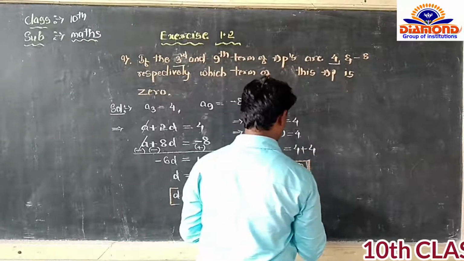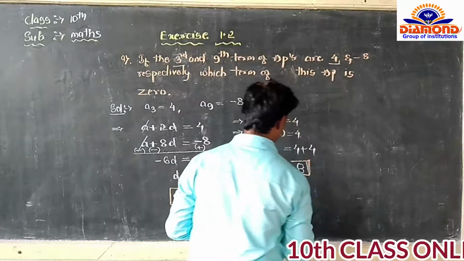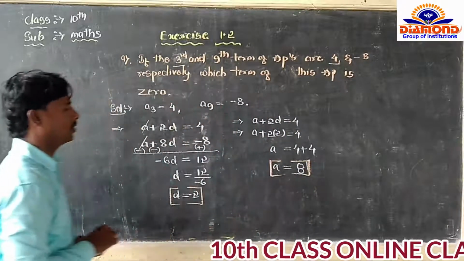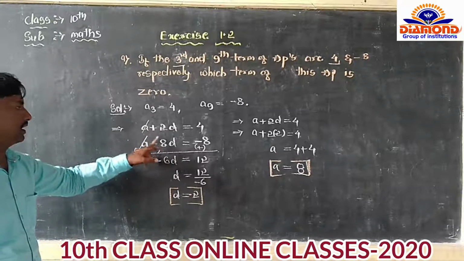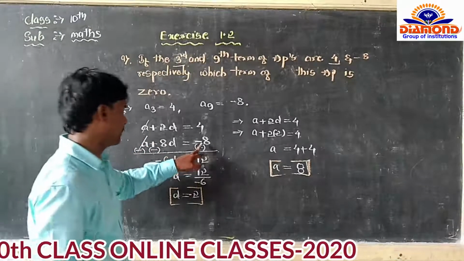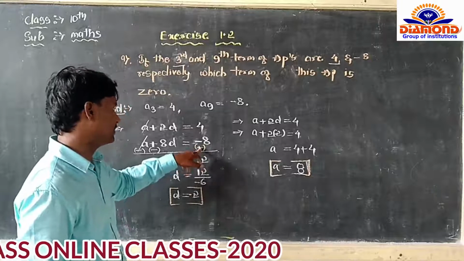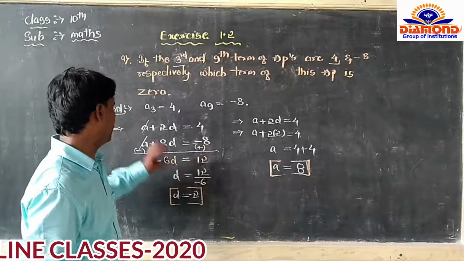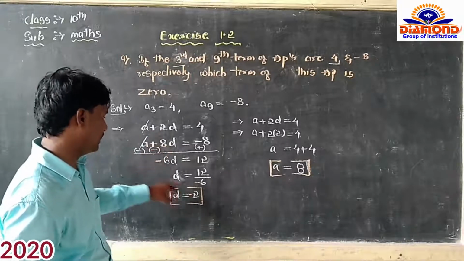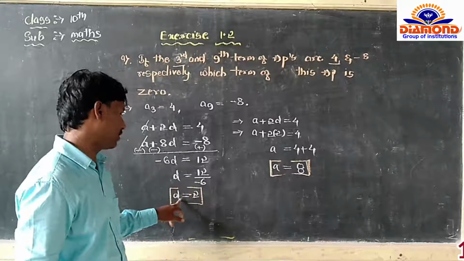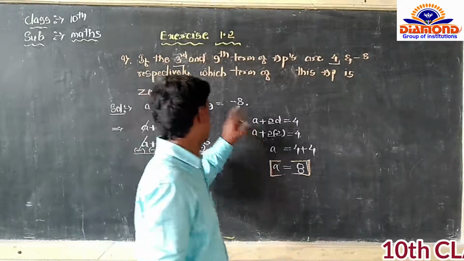We got A is equal to 8, dear students. First term is equal to 8 and common difference is equal to 2. Once again, here I made a mistake. Here minus 8 becomes plus 8, dear students, plus 12, and minus 8D plus 2D is equal to minus 6D. 6 into 12, its common difference is equal to minus 2.